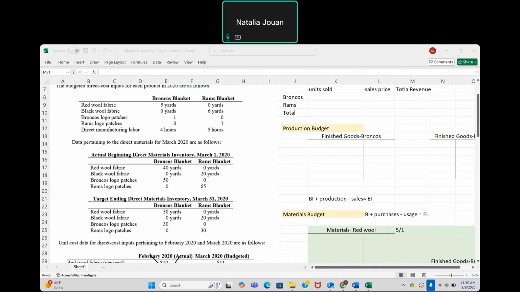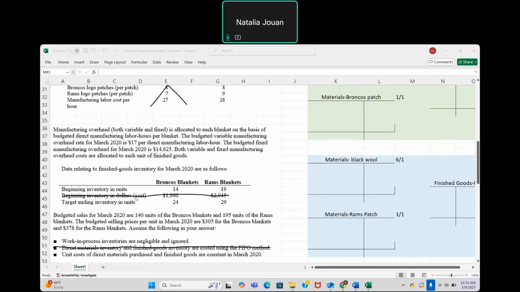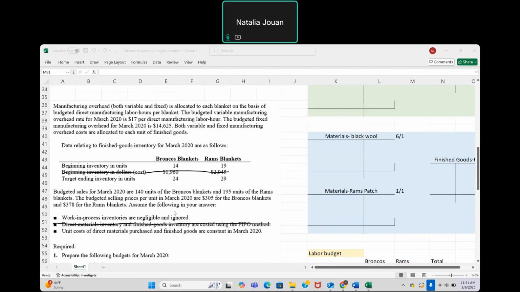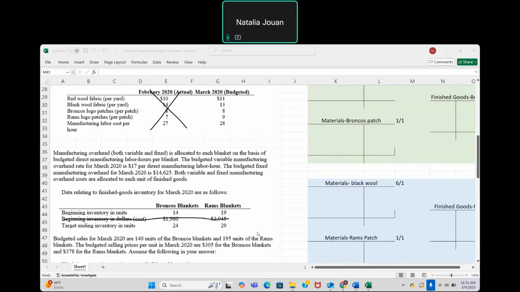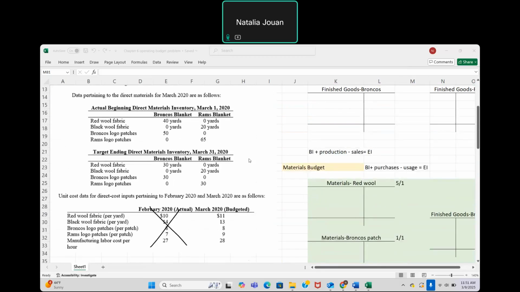Another notation I want to make is that, as I said in class, we are crossing off February. Why? We don't want FIFO. We're going to keep the prices constant. Whatever you paid last month will be the same you're paying this month, for simplicity's sake. So we're crossing off the February information. And we're also crossing off the beginning inventory because that will follow FIFO. And I crossed off this line right here that tells you to use FIFO. We don't care about FIFO in this problem. In reality, yes, we do, but not in this problem.